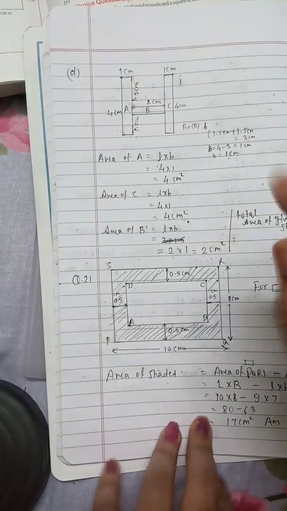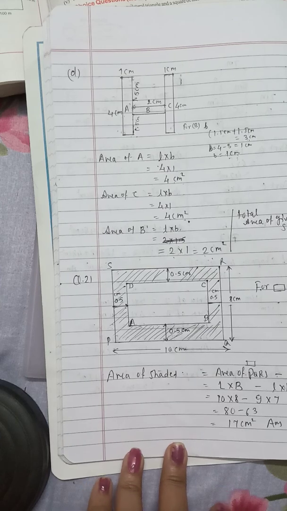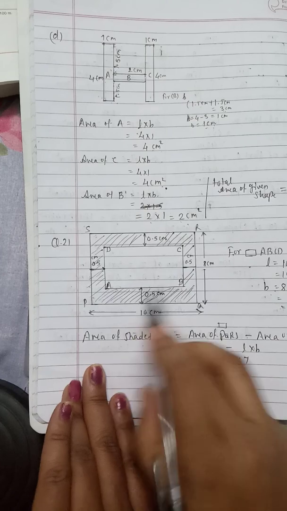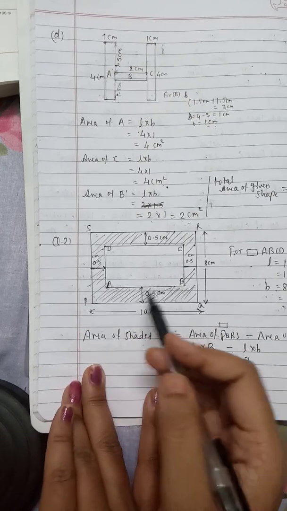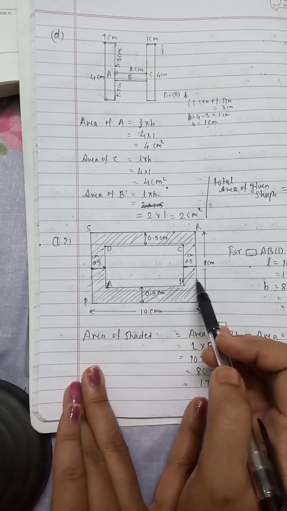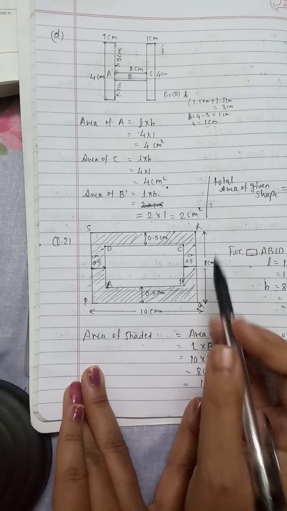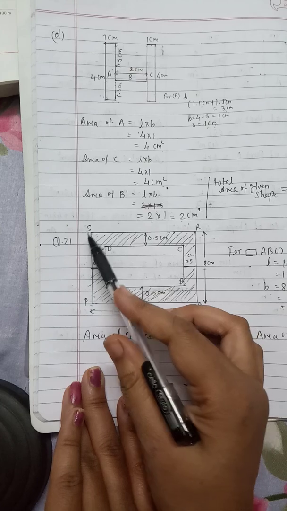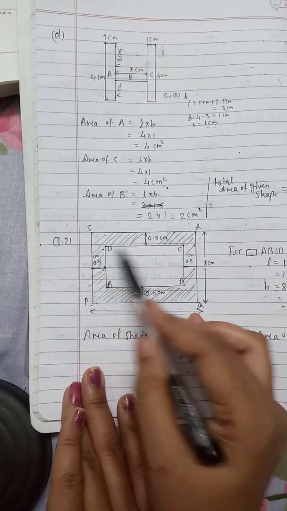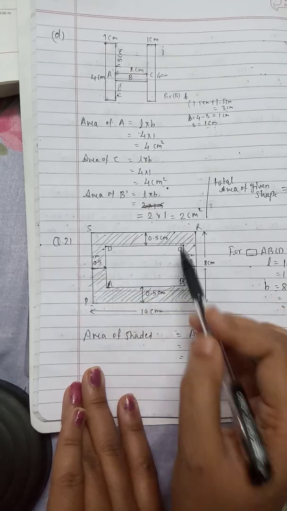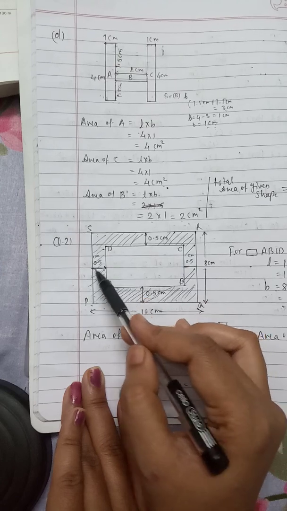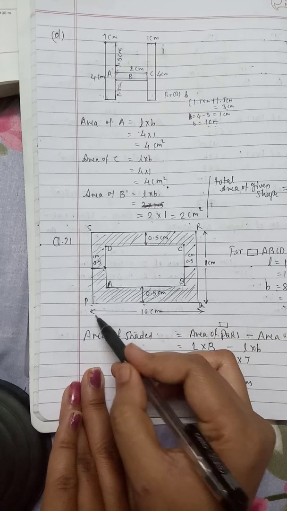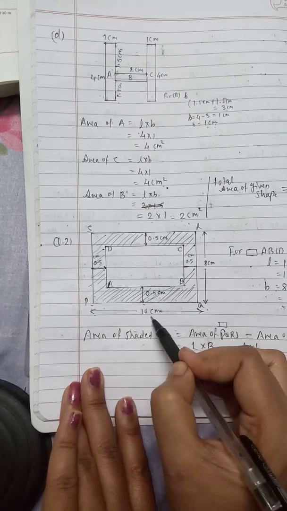Okay, now for question number 21, find the shaded area. So first we will draw the figure this way. Okay, now here we can see 2 rectangles are there. So I can give the names P, Q, R, S for the outer rectangle, and for the inner rectangle I can give the names A, B, C and D. Width is given from all sides 0.5 centimeter. Length of outer rectangle 10 centimeter.